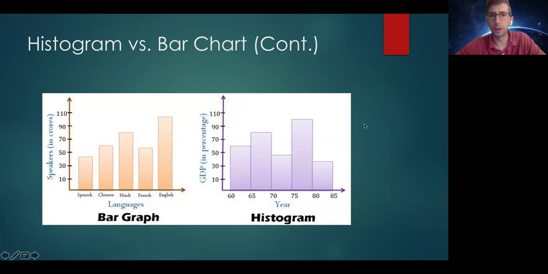And again, these bars are touching, right? Time is continuous. There's no gap between 1960 and 1965 and so on, right? So these bars are touching.